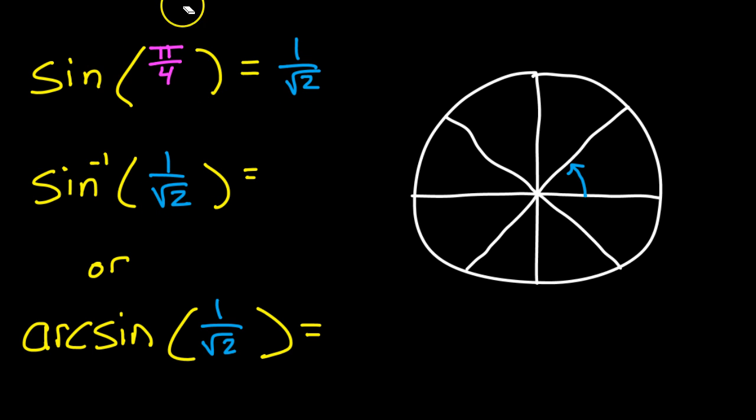And so as we just saw on the previous setup, we know that the angle that has this sine is pi over 4. So the answer would be pi over 4. Same thing right here.